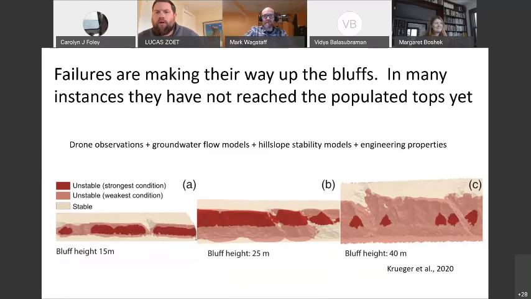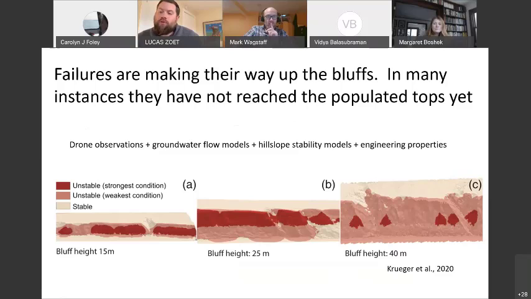So, a couple of findings. One thing we've been able to find is through these combinations of field observations and numerical models in particular, we can combine things like drone observations, groundwater flow models, hill slope stability models, and different engineering properties to begin to figure out where these bluffs are failing and how that's propagating through time. We've modeled several different bluffs of different heights, and we found that the landslides on the bluffs are propagating up, but they're not immediately going to the top. And in some cases, they're still working their way to the top.